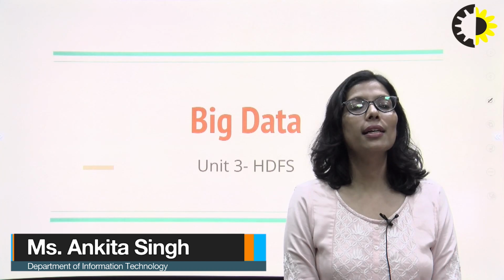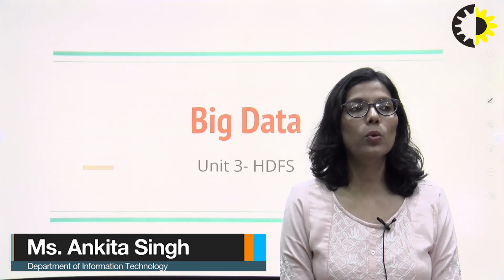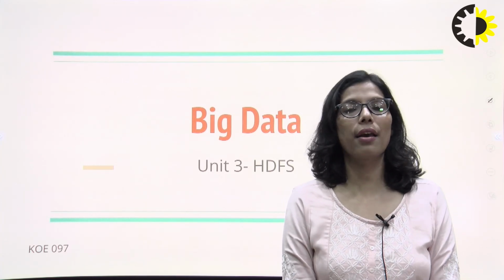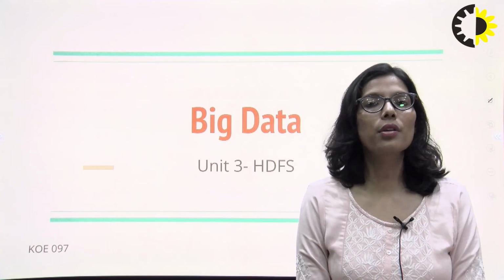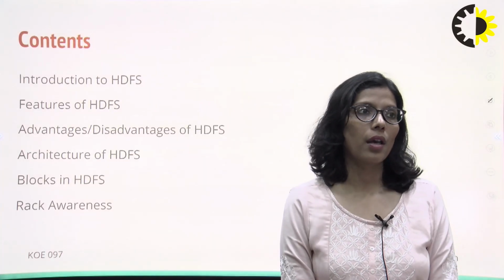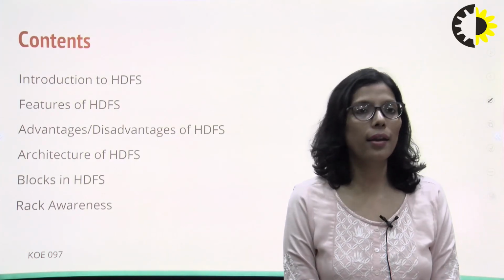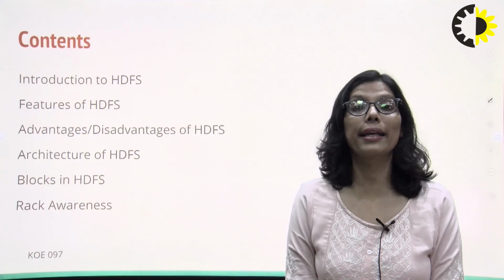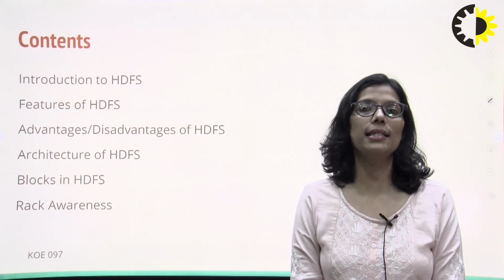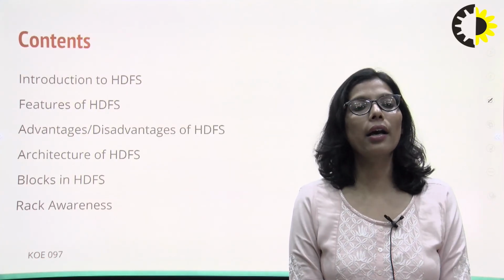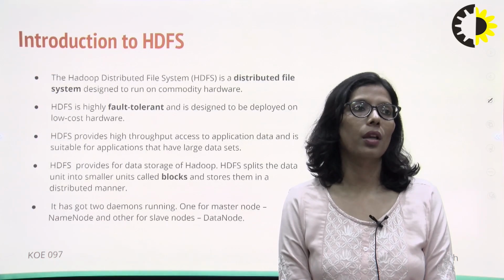Today I am going to discuss Unit 3 of the Big Data course KOE 097, HDFS, that is Hadoop Distributed File System. I will be discussing the introduction to HDFS, features of HDFS, advantages and disadvantages of HDFS, architecture of HDFS, blocks in HDFS, and finally the rack awareness algorithm.